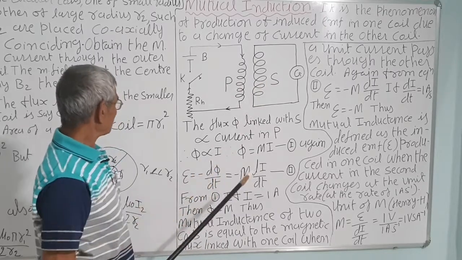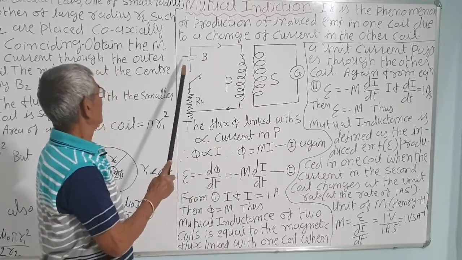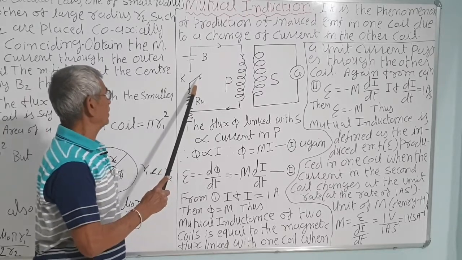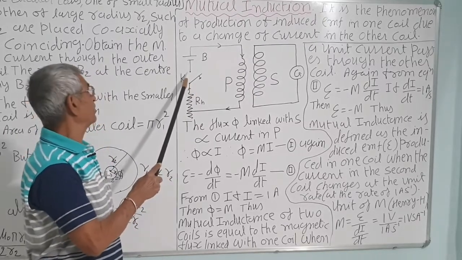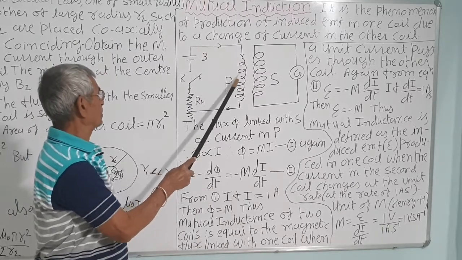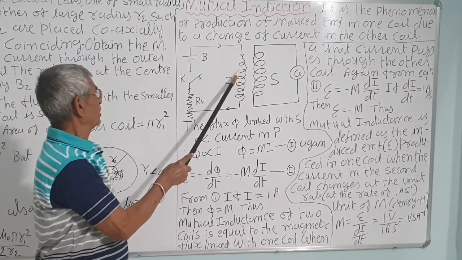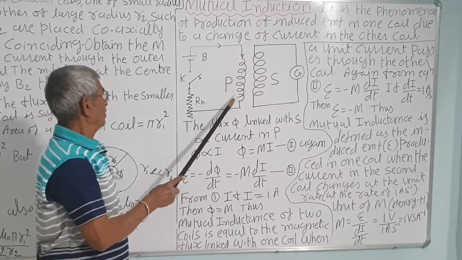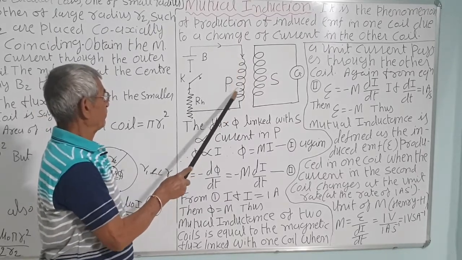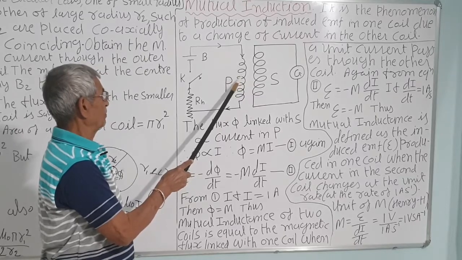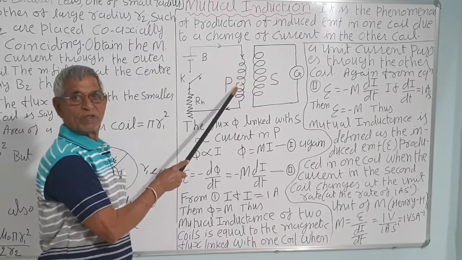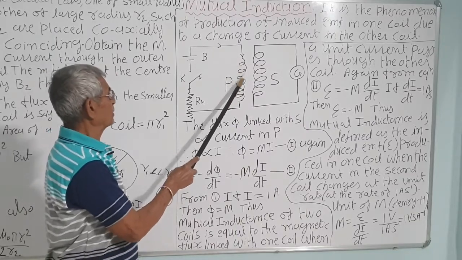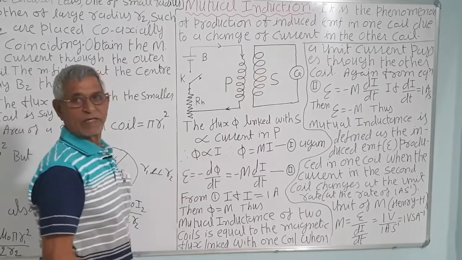symbolized by S. This is a circuit diagram: the battery, key, rheostat. When the key is pressed, the circuit is completed and the current will grow in this circuit, increasing from 0 to maximum. So the magnetic field will also increase and the flux will go on increasing. So there will be a change in the flux. This flux will link with the other coil S.